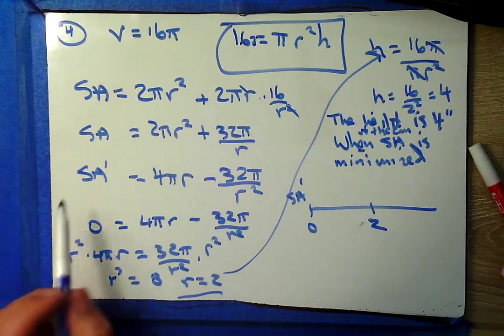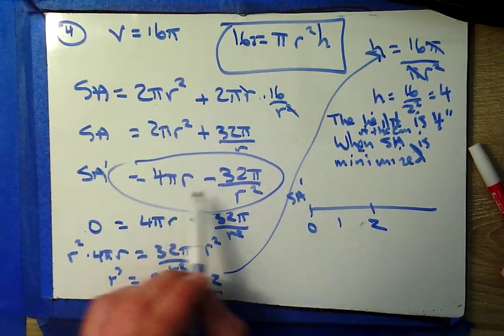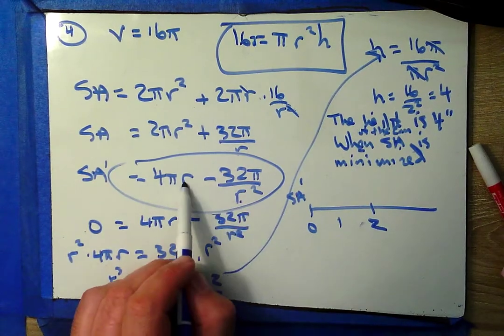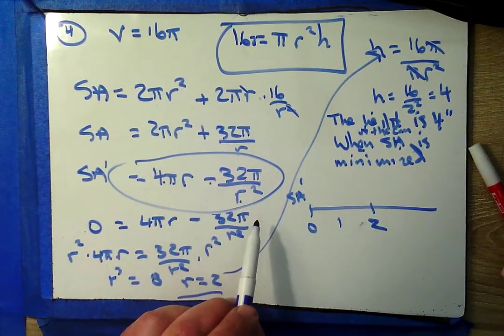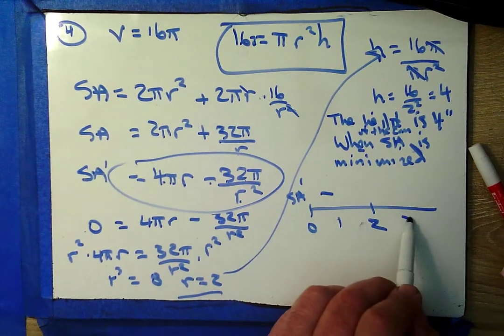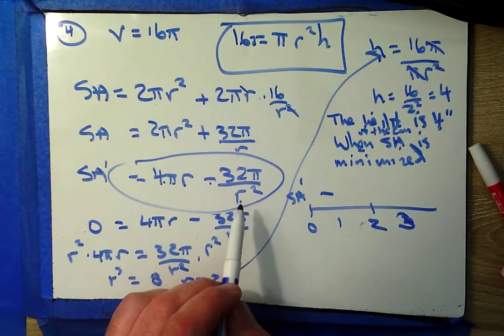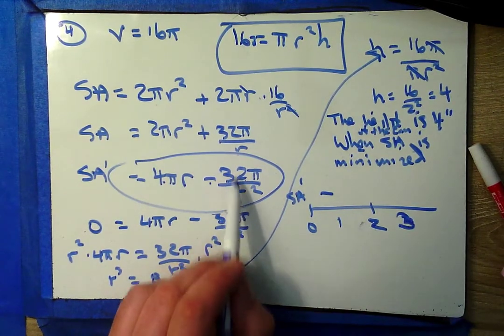So we'll go back to SA prime. Here's SA prime, and we'll plug in a 1. And so I have a 1 here and a 1 here. That's 4 pi minus 32 pi, which is negative 28 pi. And if I plug in a 3, so here I get 32 pi over 9.